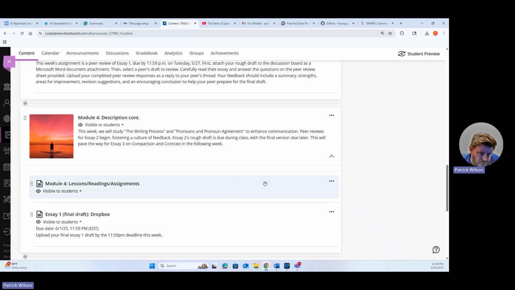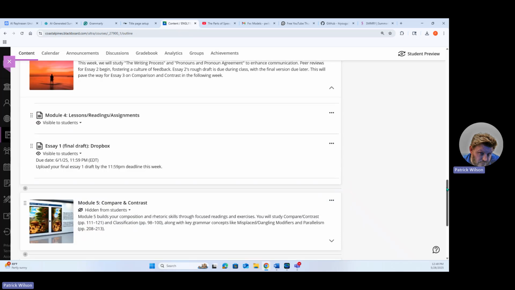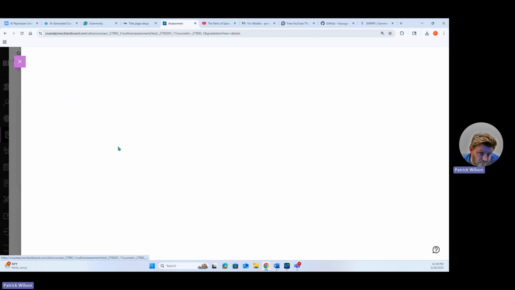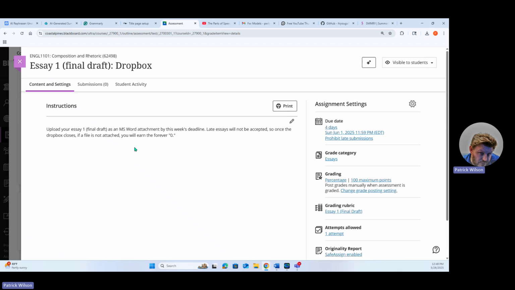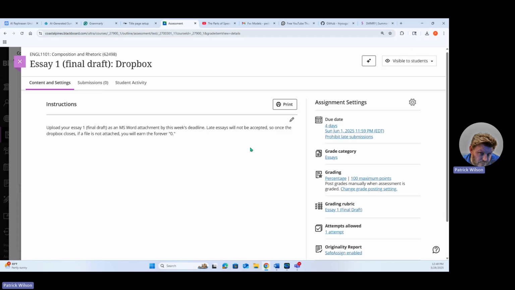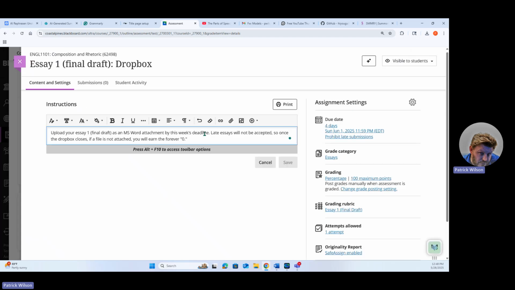Module 4 goes a little bit deeper into the description. Again, this is the drop box. So once you find yourself at the level where you think you're ready to submit your first essay, and say, hey, this is the one I want the final grade on, you would click here and follow the directions. All right, there's going to be a drop box. You should be able to load stuff on, and there's something that you can attach. So make sure that you do attach it.